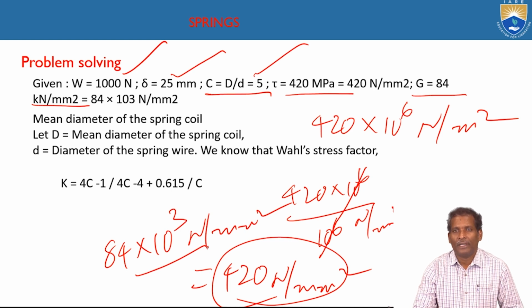The mean coil diameter, so let us assume D, and small d the diameter of the spring wire. We know wall stress factor K is equal to (4C minus 1) by (4C minus 4) plus 0.615 by C. So we calculate the wall stress factor K by using the spring index. The spring index is given directly.